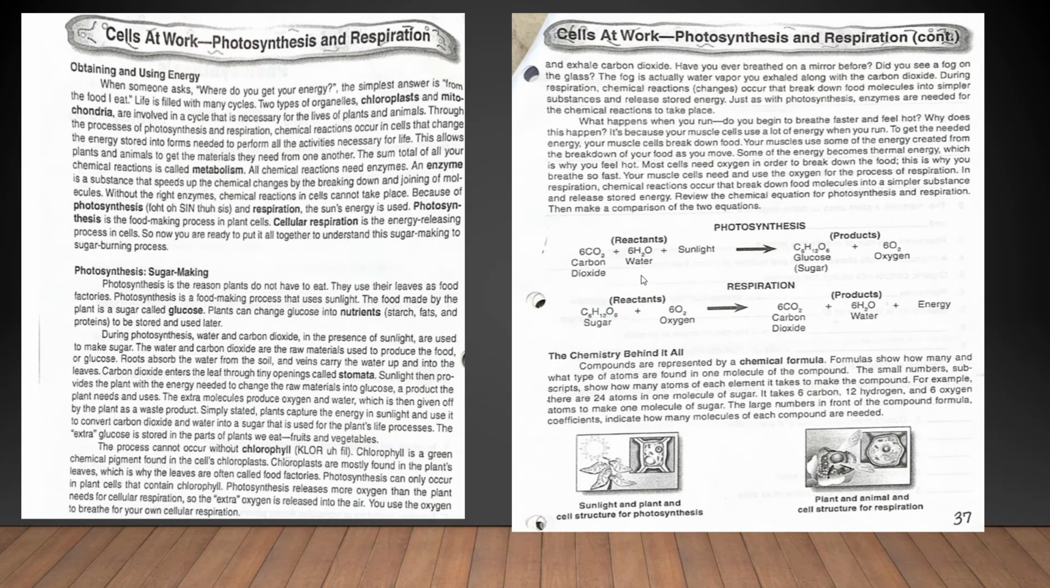Now let's take a look at this page in our notes. There's a lot of benefit to reading about this material, especially those of you who really like to highlight when you read and see the definitions for these notes. So the title of this page is Cells at Work, Photosynthesis and Respiration. And the first paragraph starts with obtaining and using energy. When someone asks, where do you get your energy? The simplest answer is from the food I eat.